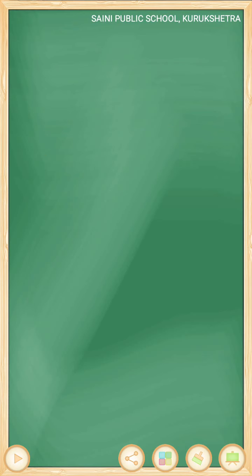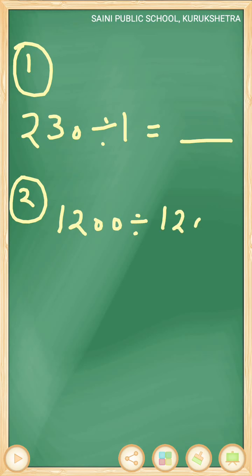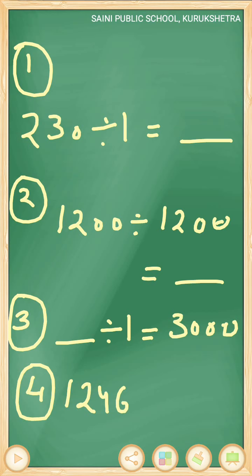Now I will write here some questions and we will try to solve them. First, 230 divided by 1 is equal to dash. Second question, 1200 divided by 1200 is equal to dash. Third question, dash divided by 1 is equal to 3000. Fourth, 1246 divided by dash is equal to 1246. Now we will write here the answers.